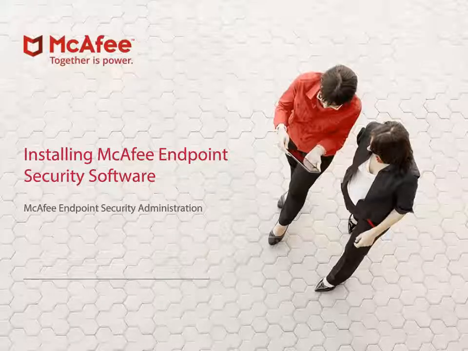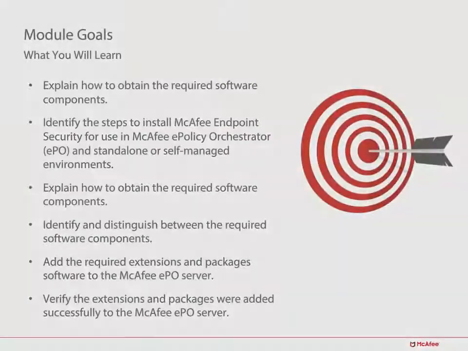In this module, we will talk about how you get the McAfee Endpoint Security software installed. The goals of this module are that you will learn how to get the required software components for the ENS product, what steps you need to follow to install Endpoint Security on the EPO server so that you can deploy it out, and also how you can install it on a standalone environment that's self-managed.